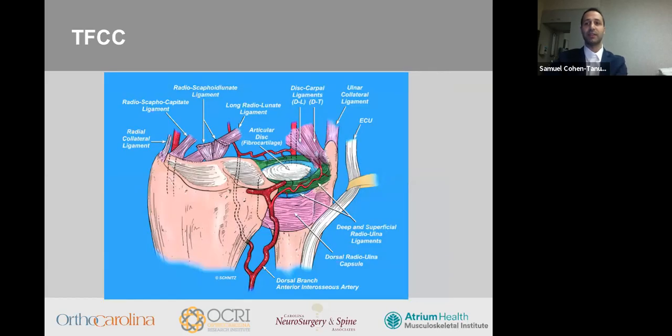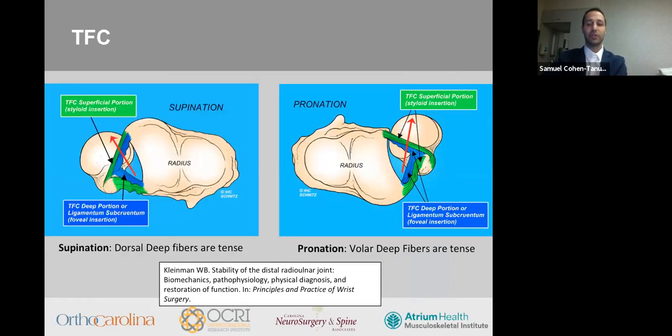Finally, I'll wrap up this section with testing the triangular fibrocartilage. Although I don't have time to fully delve into the anatomy and biomechanics of the TFC, which could be a talk in and of itself, I at least need to provide a quick refresher, because the provocative maneuver is just a direct application of the biomechanics. So these are all pictures from Kleinman's classic paper on the TFC. I'll remind you that the critical fibers of the TFC for stabilizing the DRUJ through its arc of motion are the deep fibers here depicted in blue.